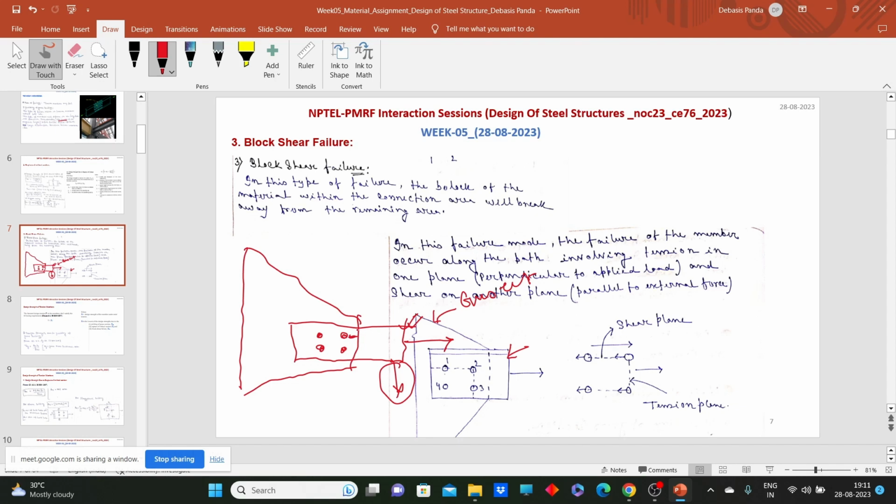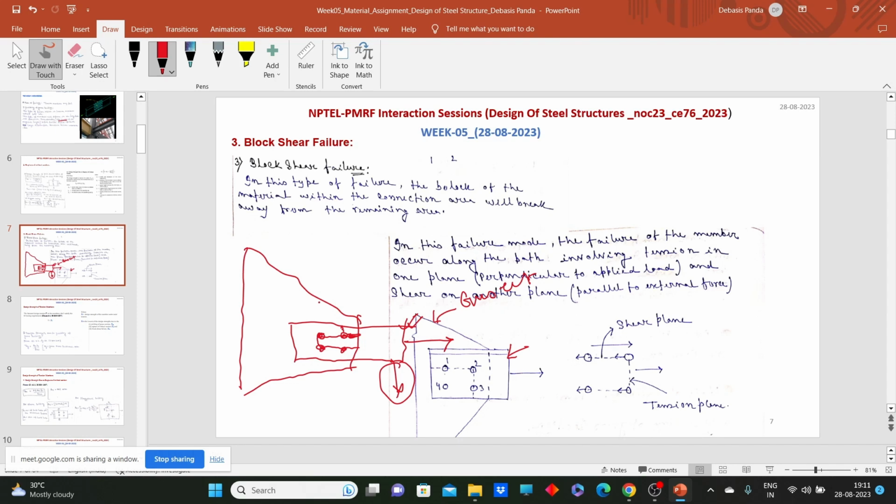In block shear, what happens if we don't provide the end and edge distances properly? Then this section can start rupturing like this, and the whole block will separate out from this connection. The whole block will separate out from this connection.